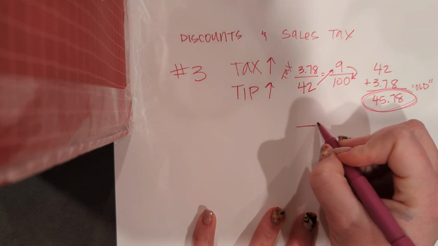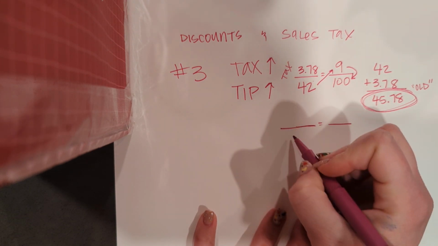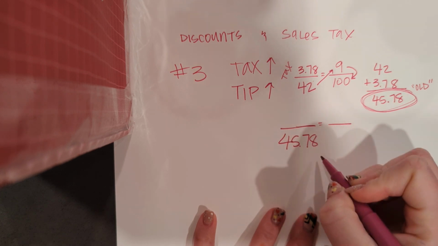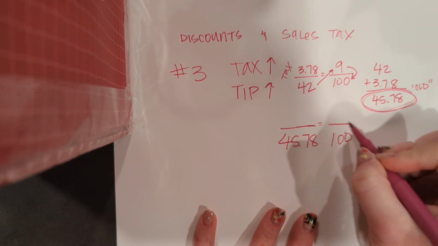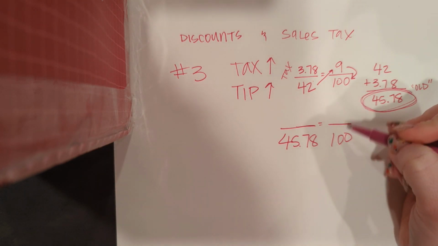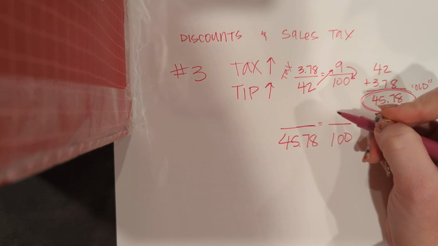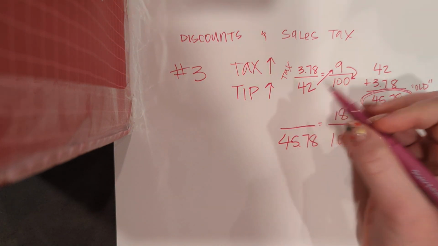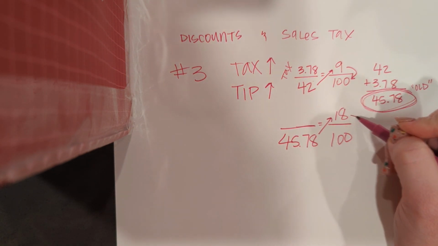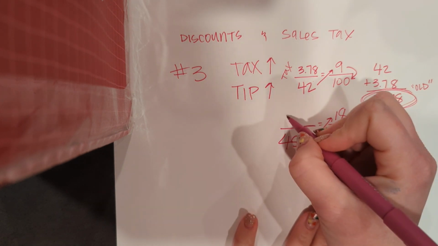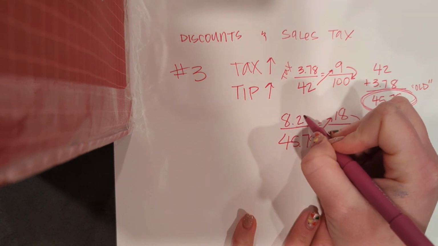So I need a new proportion. My old number is 45.78 over, and then we had 100% because we have another percent because we have the tip percent, which is 18. And again, I don't know how much I'm paying for my tip. Cross multiply, divide by 100. When I plug that into my calculator, I get $8.24.